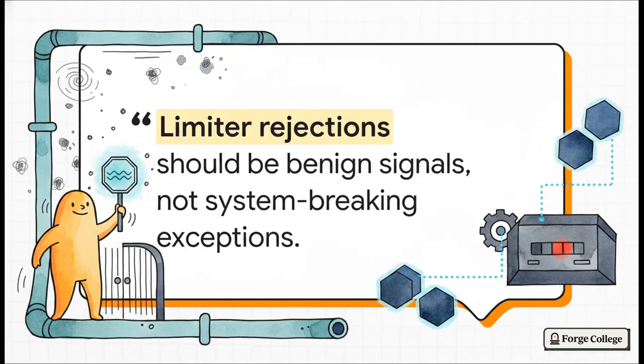And this brilliantly illustrates our core philosophy here. Limiter rejections should be benign signals, not system-breaking exceptions. The limiter is just there to handle the noise. It's politely telling the user, hey, slow down, give it a second. And because it handles that noise so flawlessly, the circuit breaker only increments its failure counter for real, correlated operational failures, not just because someone mashed a button too fast. Honestly, they're the perfect team.